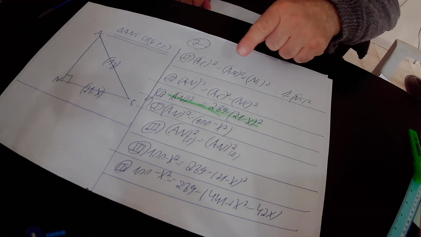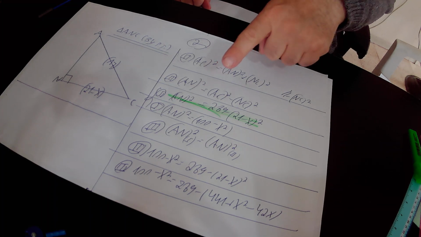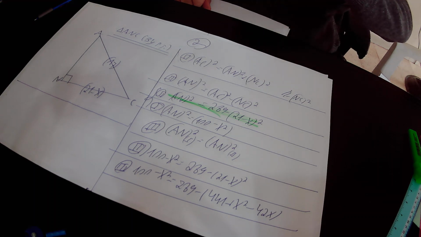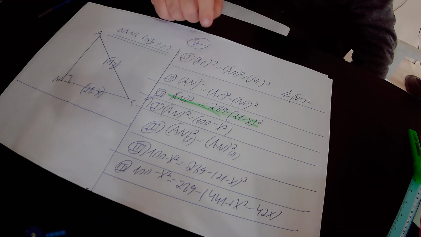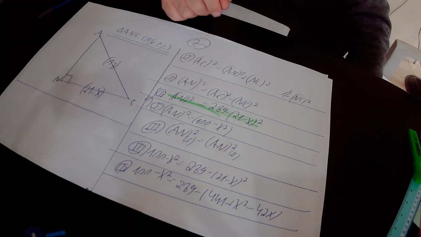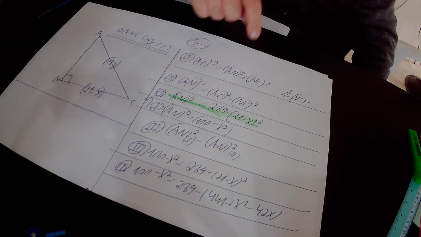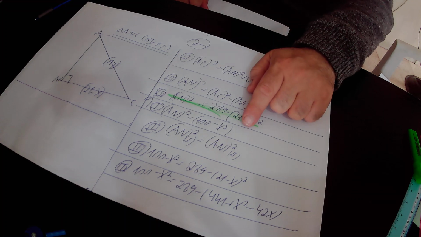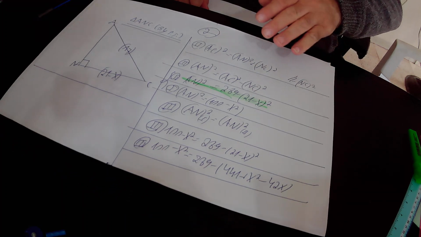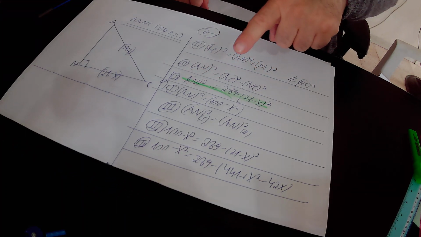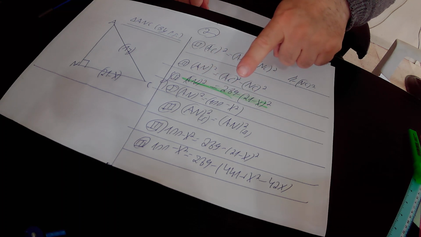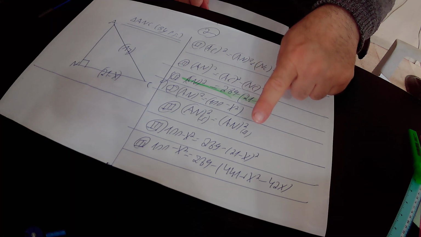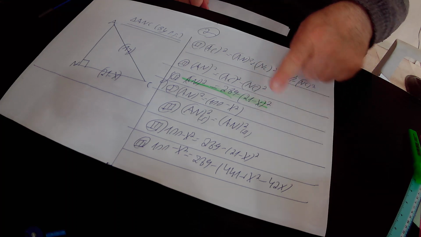But according to equation 1, we already found that AN squared equals 100 minus x squared. So here we have two different expressions for the value of AN squared. Therefore, we can write equation 3, which says that AN squared according to equation 1 must be equal to AN squared according to equation 2. AN squared according to equation 1 equals 100 minus x squared and must be equal to AN squared according to equation 2, that is 289 minus (21 minus x) squared.